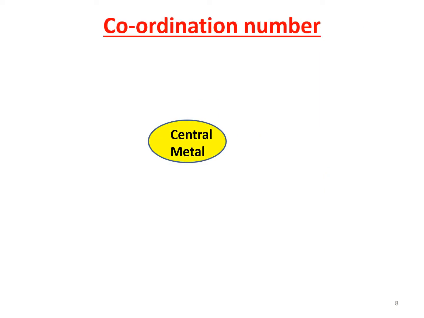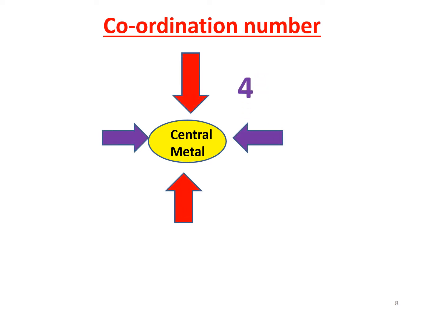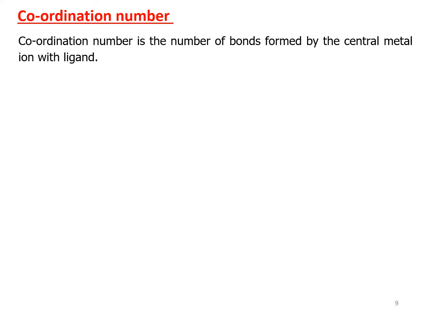Coordination number. Coordination number is the number of binding sites between the central metal ion and the ligand. It could be 2, 4, or 6. As a definition, coordination number is the number of bonds formed by the central metal ion with the ligand.